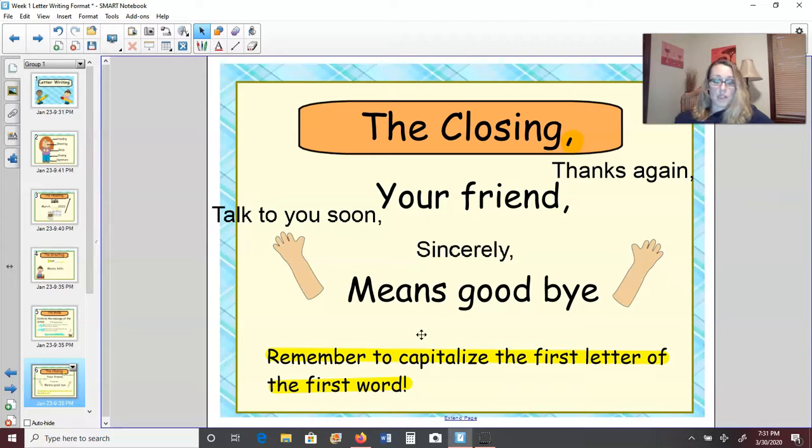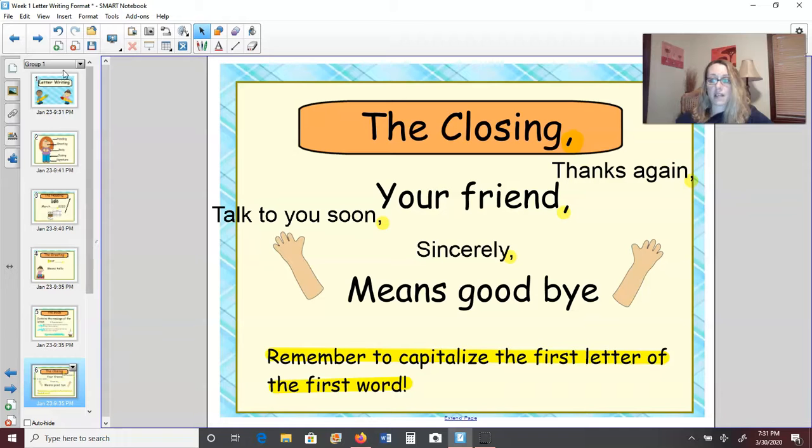One thing to remember is you capitalize the first letter of the first word, and you always need to put a comma after your closing. Just like we put a comma after our heading and after our greeting, after we said hello to the person, we need to put a comma after we say goodbye.